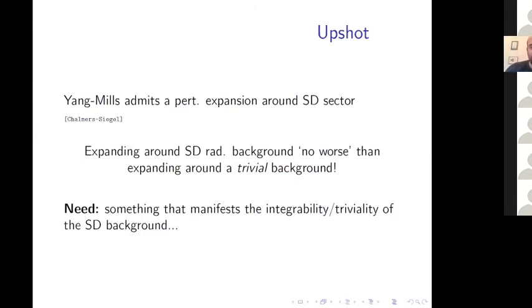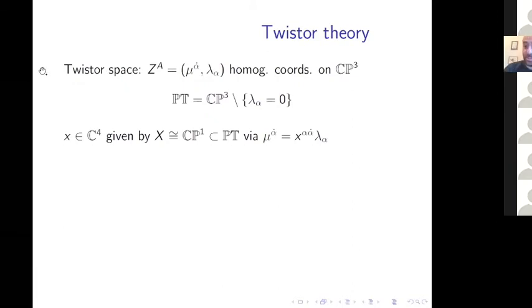Luckily, such a tool exists. So I'm now going to give you the quickest introduction to something called twistor theory that you'll ever see. Obviously it will be incomplete in some sense, but hopefully will impart a sufficient amount of information for our purposes today. So twistor space, which we're going to call PT, is an open subset of CP3, the three-dimensional complex projective space.